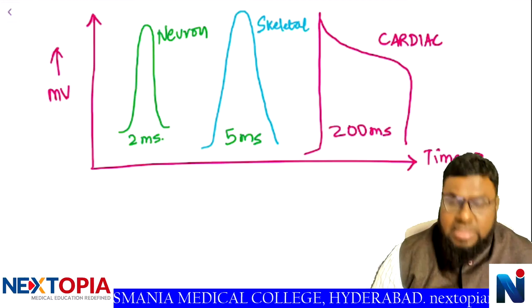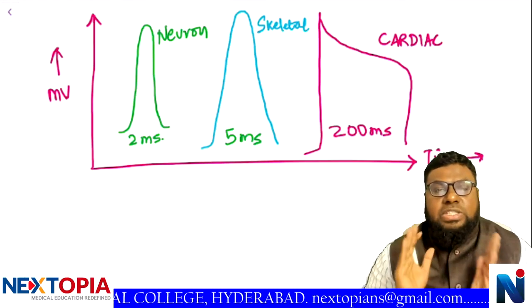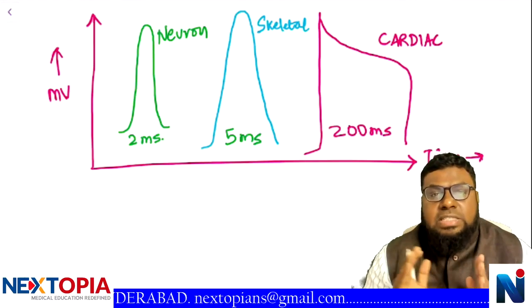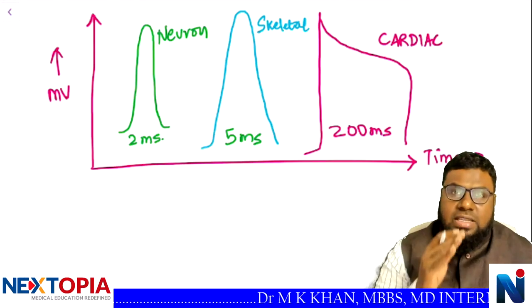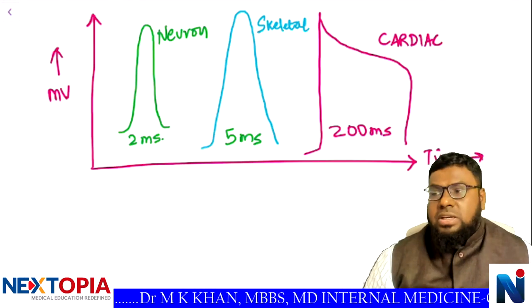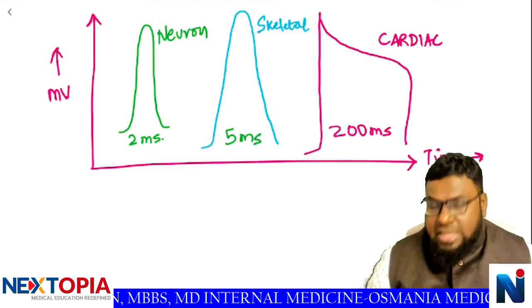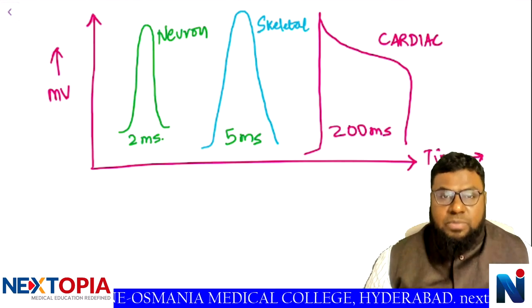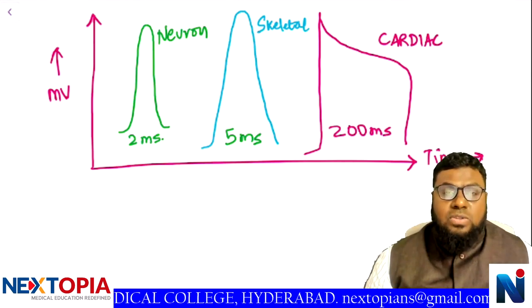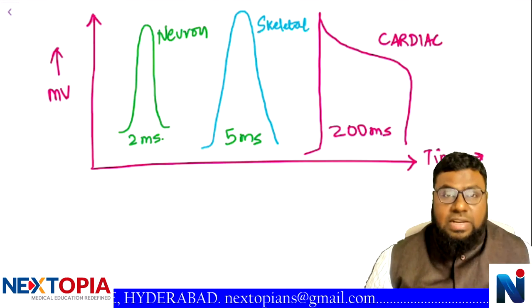What does that mean? It means that it has a very, very wide potential. This wide width of the potential is depolarization followed by a delayed repolarization. There is something called the refractory period, which helps in widening of this cardiac action potential. Why is this happening? It's happening because of the ion channels. Difference in the ion channels.